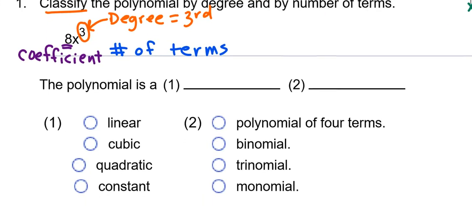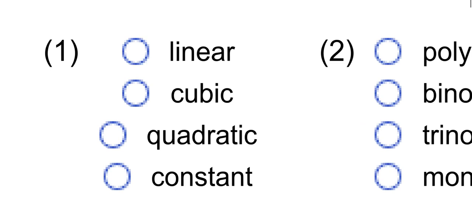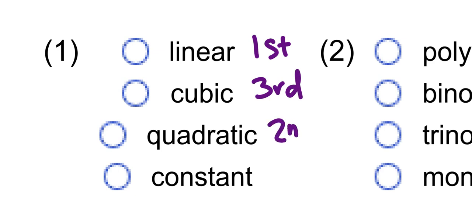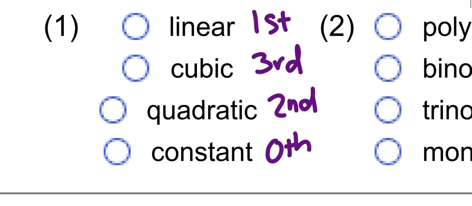Now the terms that refer to degree, the ones you're familiar with already. So a first degree polynomial would be called a linear polynomial. A cubic would be a third degree. A quadratic would be a second degree. A constant, well, this would be your 0th degree. And that's what we talked about with x to the 0. That's just a number, right? 17, something like that.